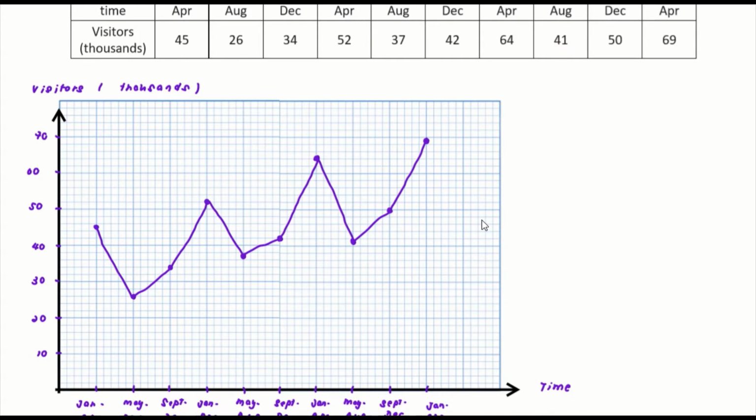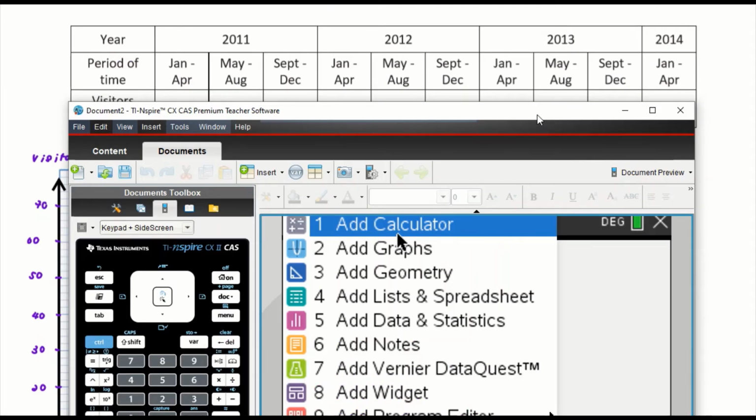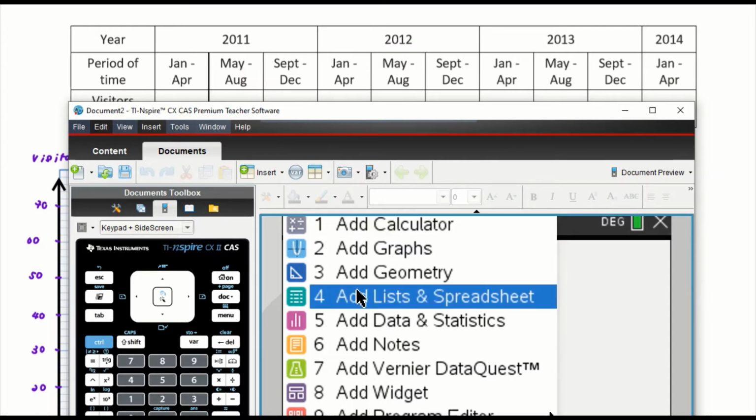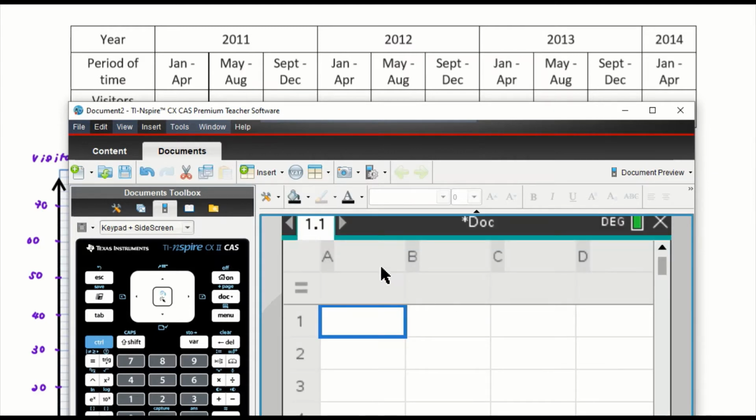It's basically the same thing as how you create the scatter plot, but just adding in the line between the data points. Okay, so let's get our calculator ready. So similar to bivariate data, if we were to input all the data that we have, we need to add list and spreadsheet. Okay, so same thing, let's assign our variables here. So we have period of time, so let's just put T maybe, then visitor we can put as V.